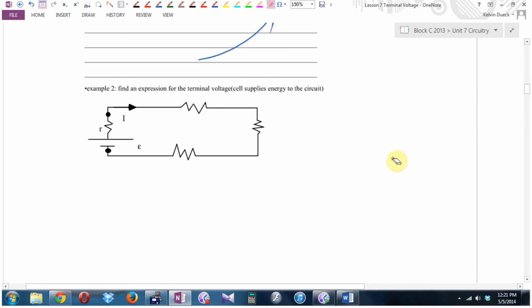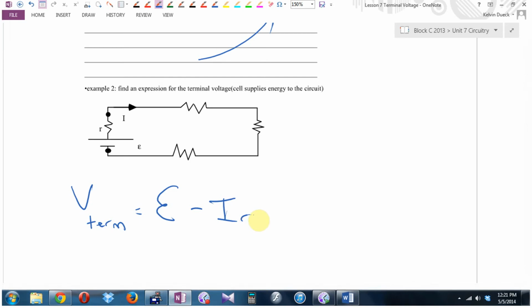So it says, find an expression for the terminal voltage. Terminal voltage is maximum EMF minus what you lose there. There's another way to find it.